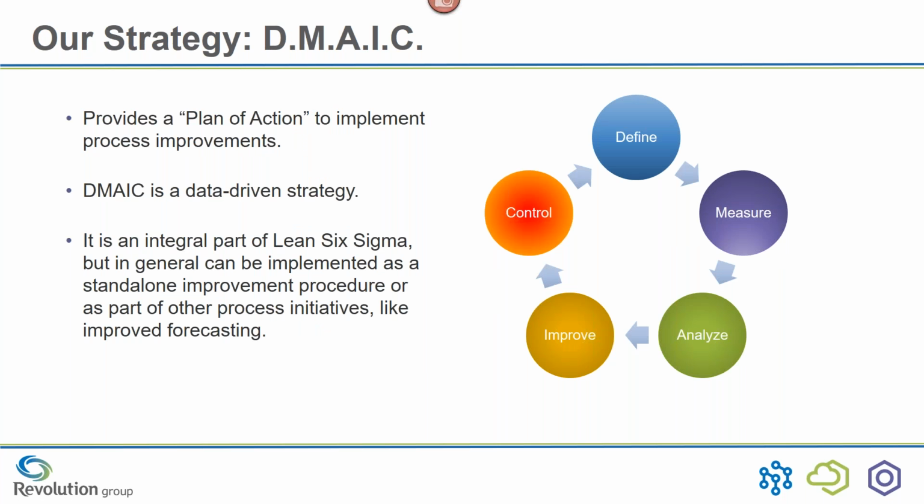Quickly, let's go through these. At Revolution Group, we lead clients through these efforts by using the proven tool DMAIC, which stands for Define, Measure, Analyze, Improve, and Control. DMAIC is a plan of action to implement improvements within our organization. This data-driven strategy is a key element within Lean Six Sigma, but can be used as an independent tool too, for example, to implement a forecasting process.